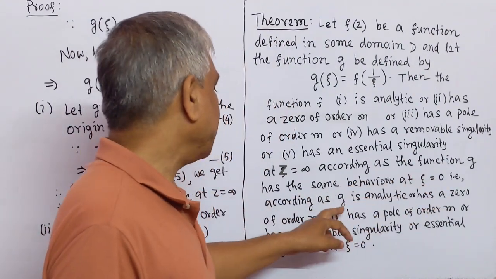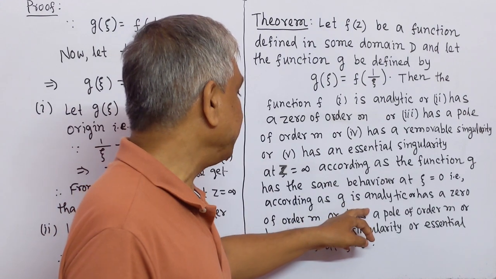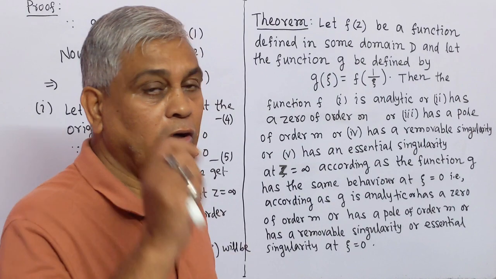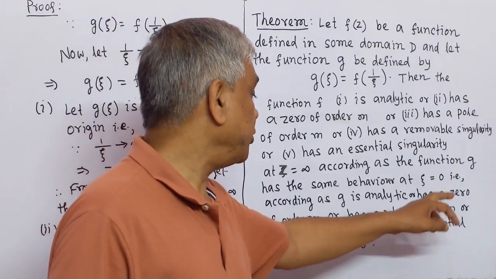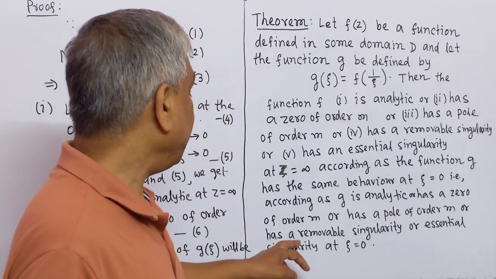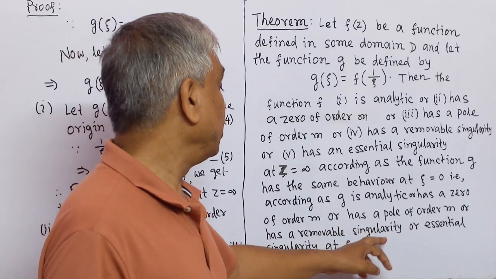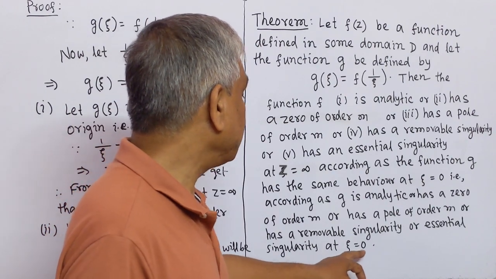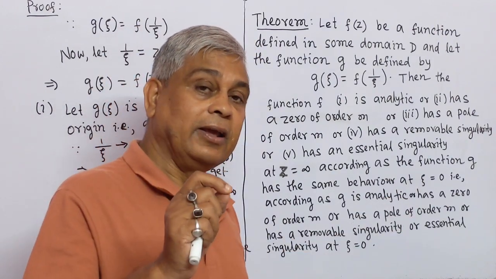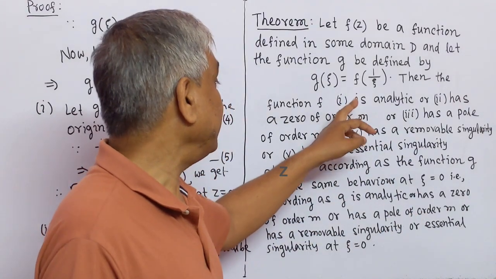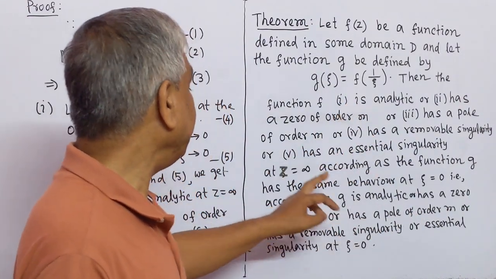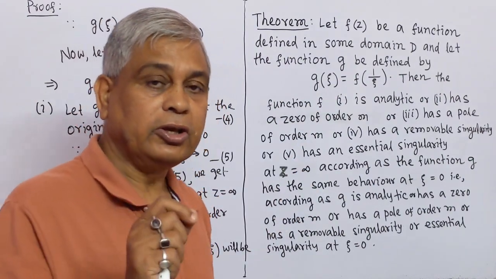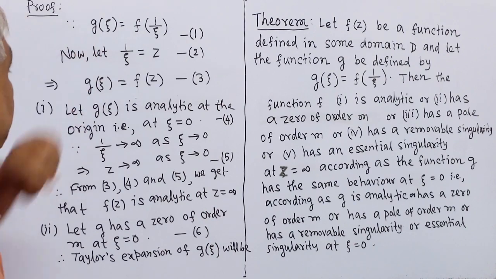That is, according as g is analytic, or has a zero of order m, or has a pole of order m, or has a removable singularity or essential singularity at ξ equal to 0. Then the function f has the same behavior at z equal to infinity. Now we prove this.